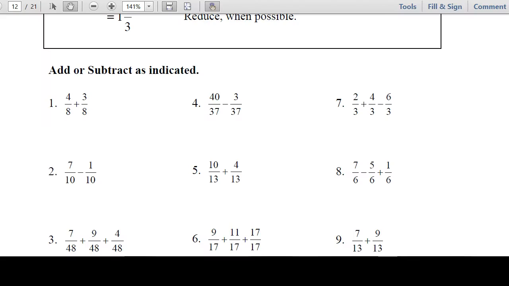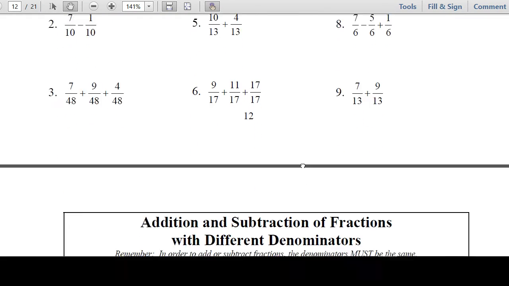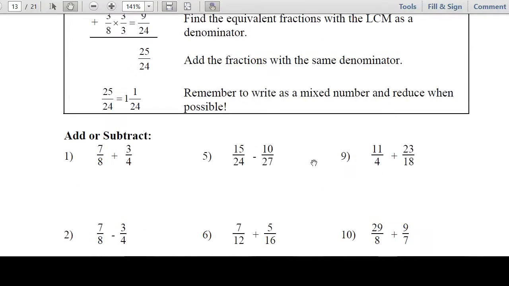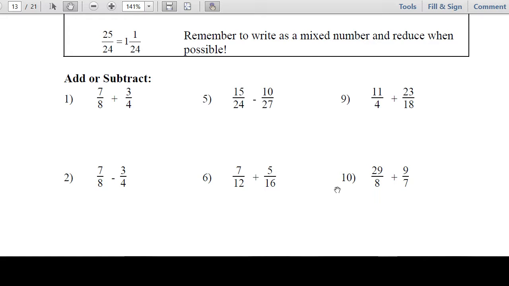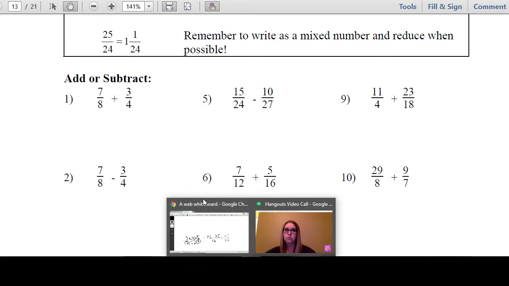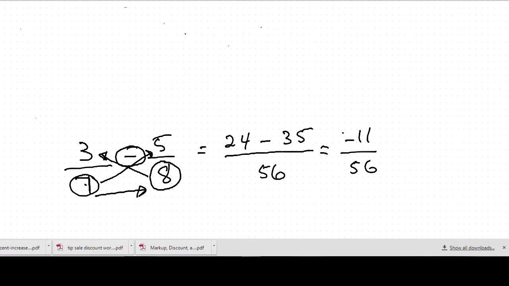All right, so let me choose some stuff. I'm on page 13. Okay, so I'm going to do number 1 and I'm going to do it both ways. This is the last example I'm going to do for you. So this is 7 over 8 plus 3 over 4. Is that what that said? 3 over 4, yeah.